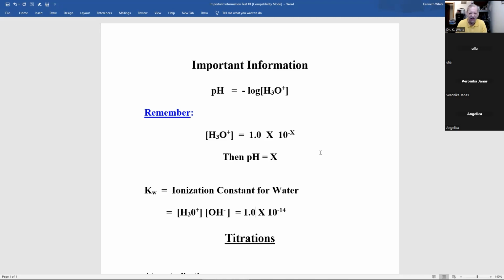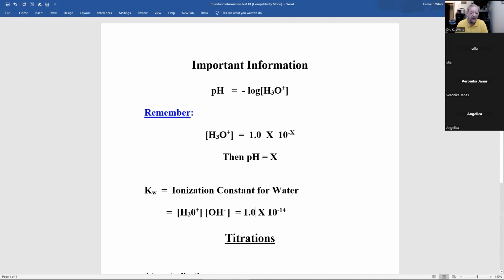pH is minus the log of the hydronium ion concentration, H3O plus. But my special gift to you is, don't tell anybody, if the hydronium ion concentration is 1.0 times 10 to the minus X, then the pH is X.